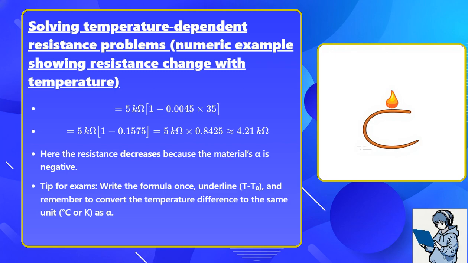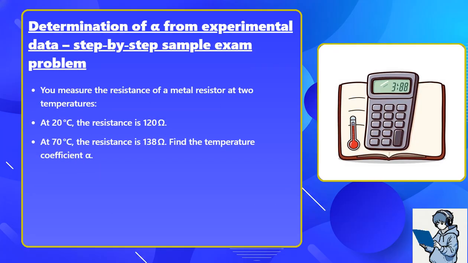Tip for exams: write the formula once. Underline open bracket T minus T sub 0 close bracket, and remember to convert the temperature difference to the same unit, degrees Celsius or Kelvin, as alpha. You measure the resistance of a metal resistor at two temperatures.